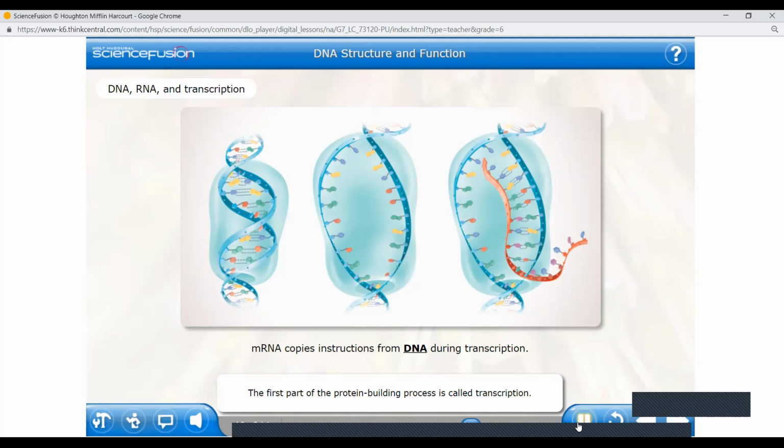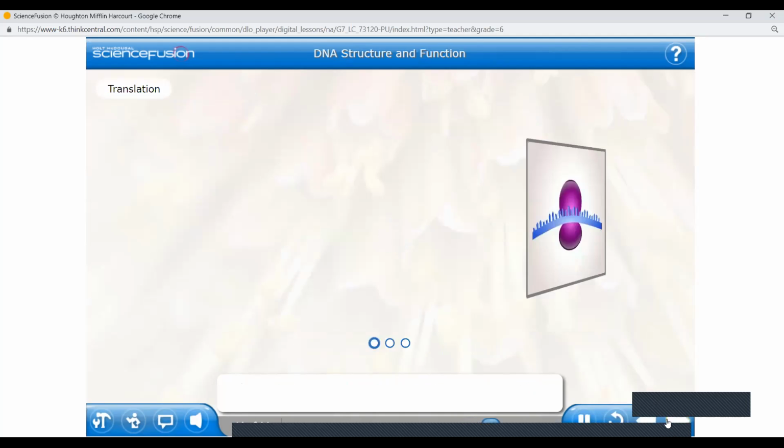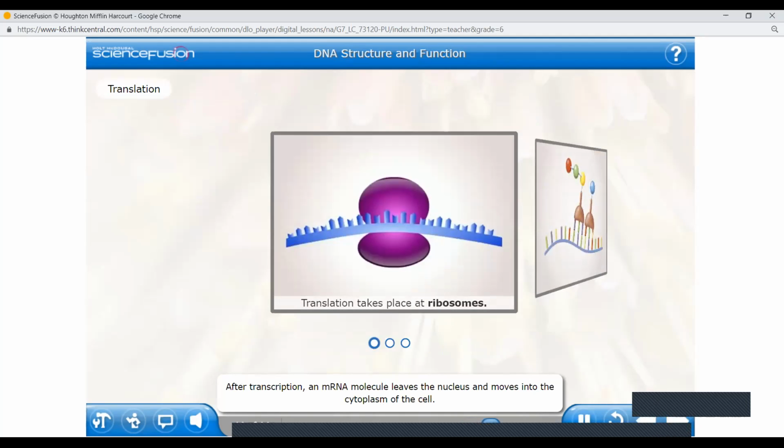The first part of the protein building process is called transcription. During transcription, a single-stranded molecule called messenger RNA, or mRNA, copies instructions from DNA and moves these instructions out of the nucleus and into the cytoplasm. After transcription, an mRNA molecule leaves the nucleus.